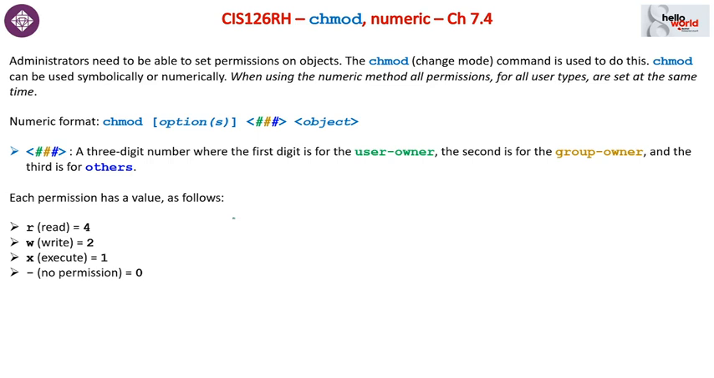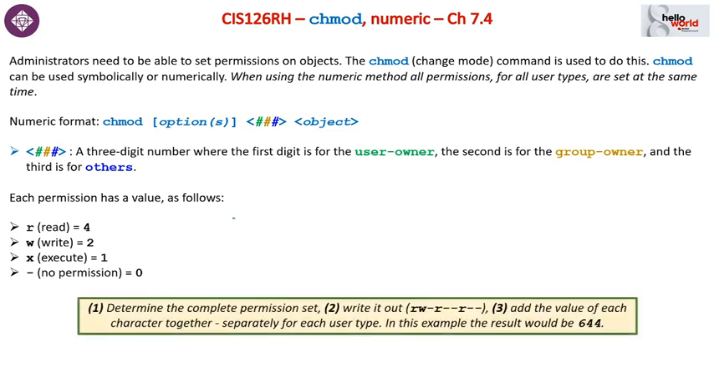Each permission has a value. R is 4, W is 2, X is 1, dash is 0. The easiest way to do this is to determine the complete permission set. Always do the complete permission set, and then add those values. And that's 644, and that was just dumb luck. All right.